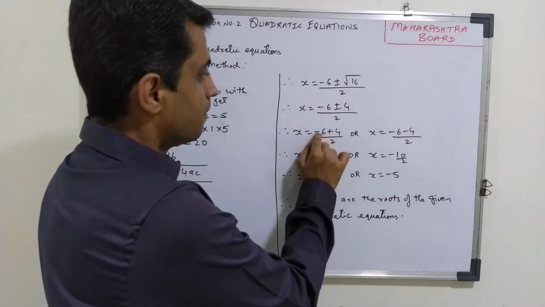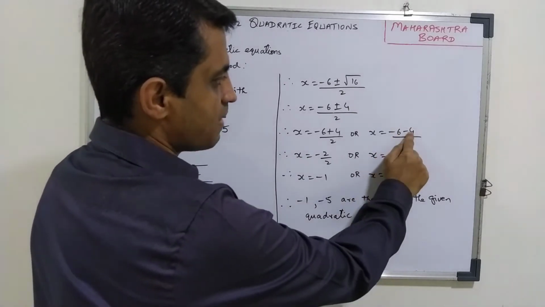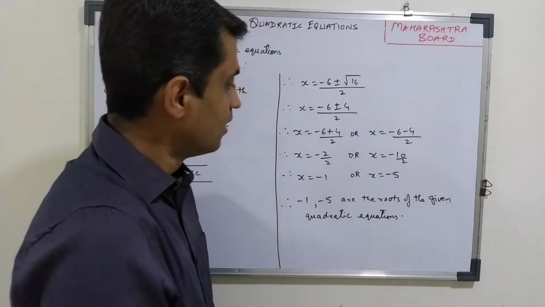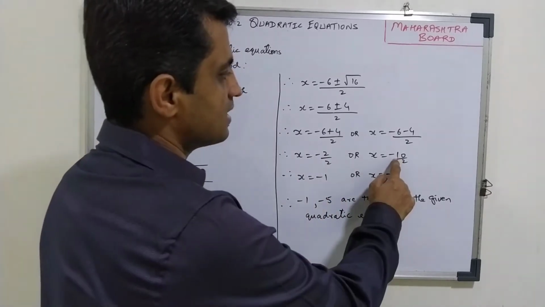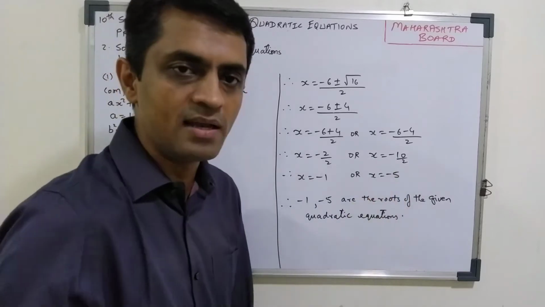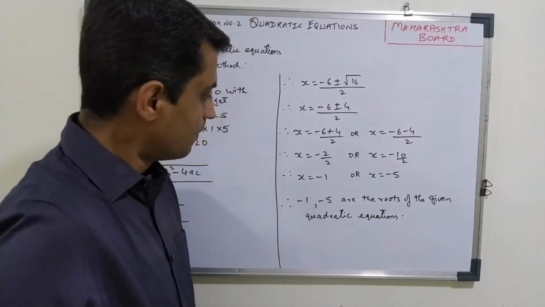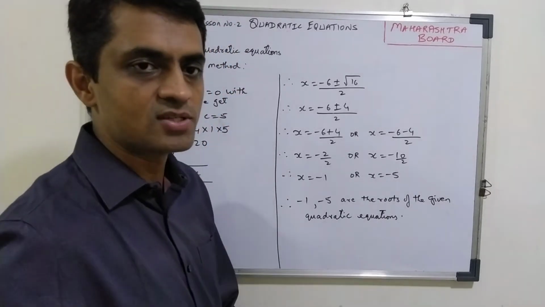Now minus 6 plus 4 is minus 2. Minus 6 minus 4 is minus 10. So minus 2 upon 2 is minus 1. And minus 10 upon 2 is minus 5. Why? Because 2 ones are 2, 2 fives are 10. So minus 5. Final answer: minus 1 and minus 5 are the roots of the given quadratic equation.